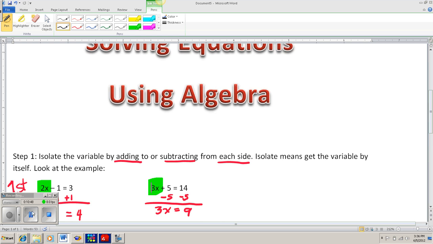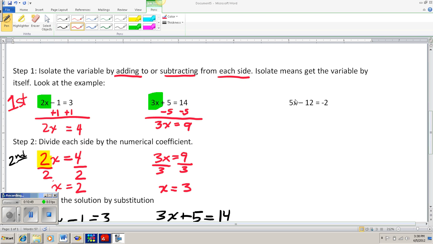Okay, here's my third example. It's a little bit harder. You can see I have 5x minus 12 equals negative 2. I've got a negative number in here, so we have to think about integers. And hopefully it's getting to be something you can do kind of in your head. You don't need to draw out tiles.